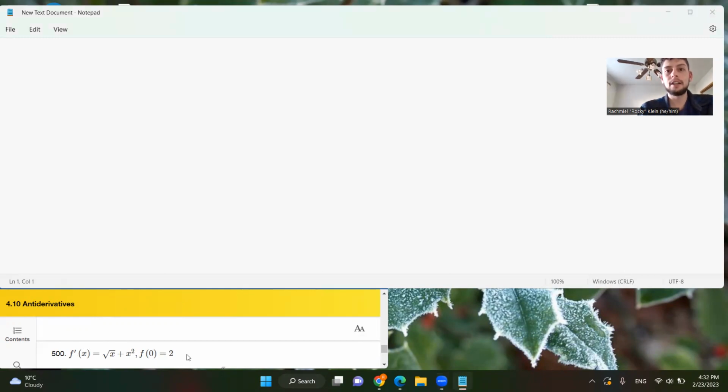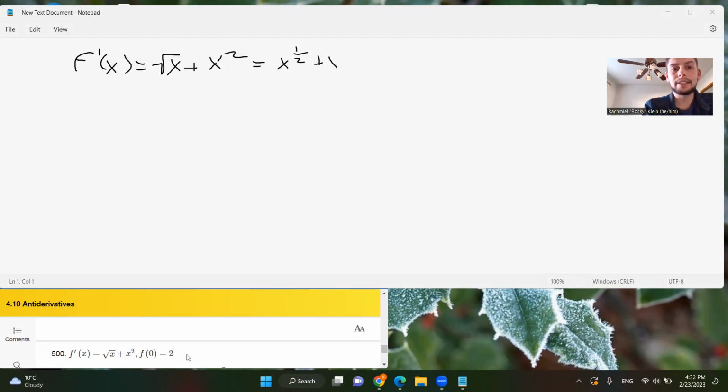Okay, so the way we're going to do this is let's write f prime of x equals root x plus x squared. Okay, great. Now, what is another way to rewrite this that's going to be more familiar? This is the same thing as x to the 1/2 plus x squared. And I know that 1/2 is the same as root x, so why did I do that? Well, I did this because now it looks a lot more like something that we can apply the power rule to. So we're going to apply the power rule to each term.